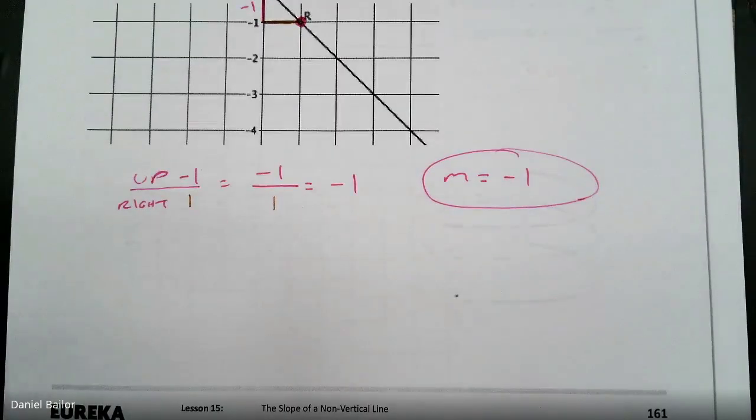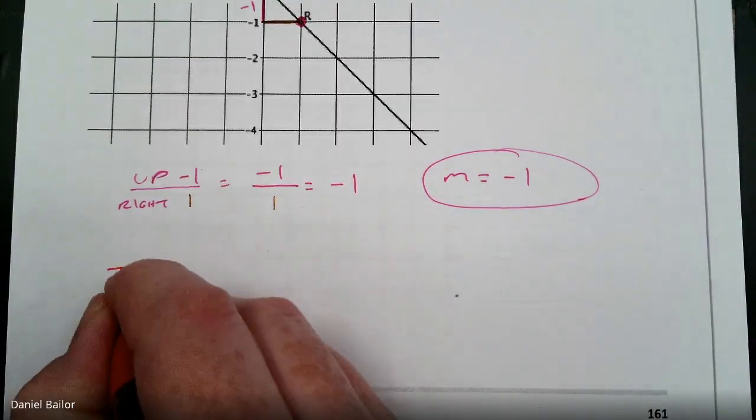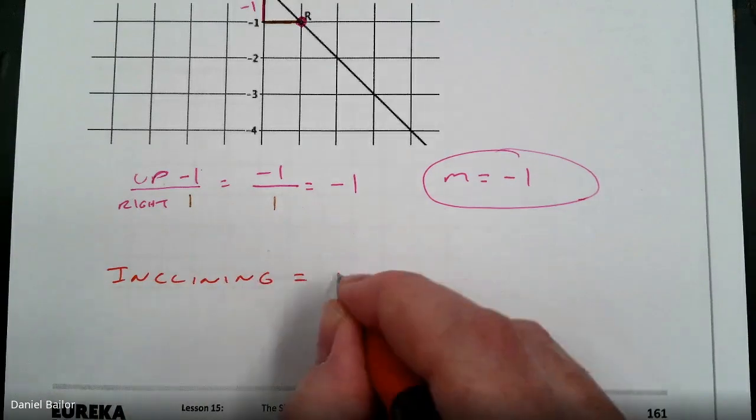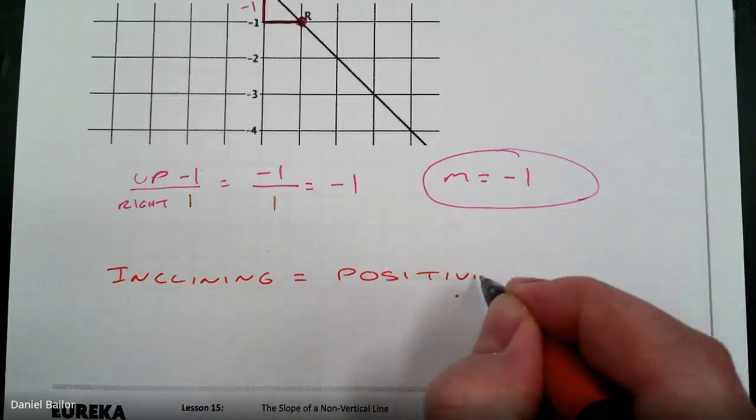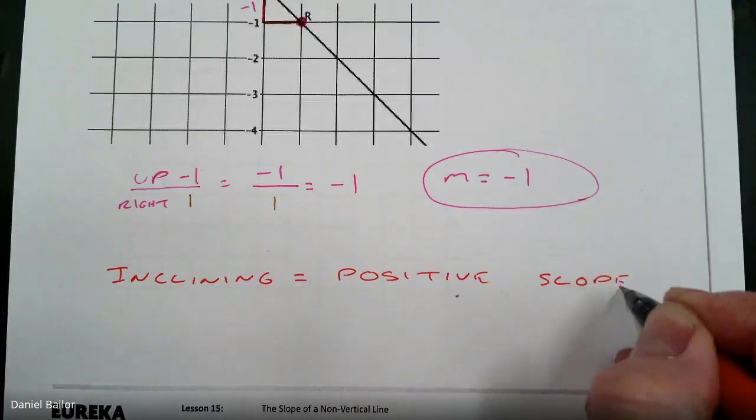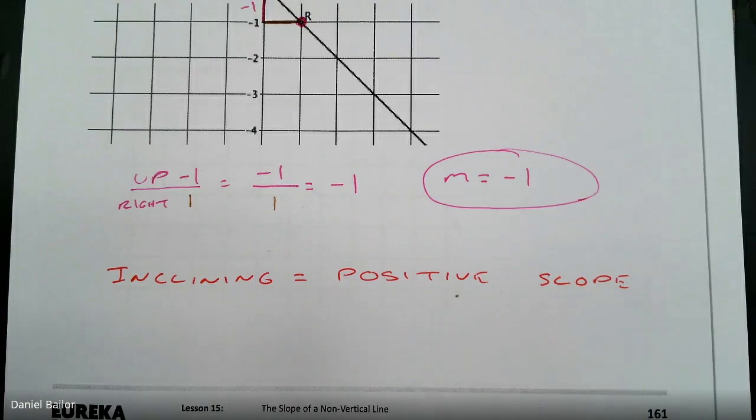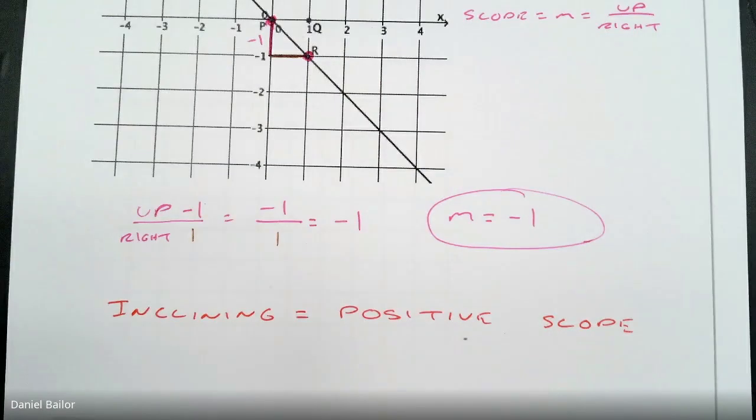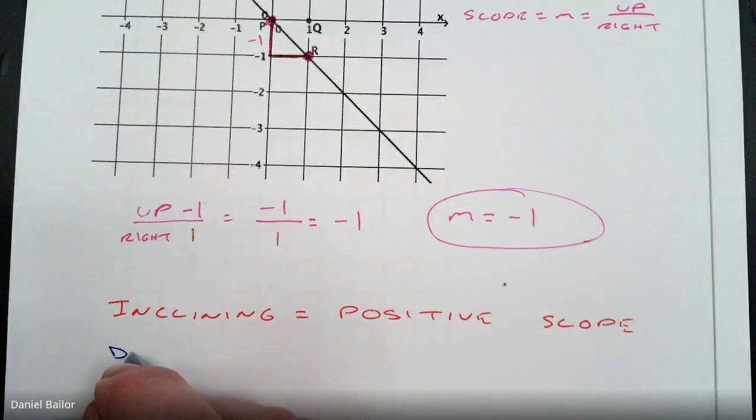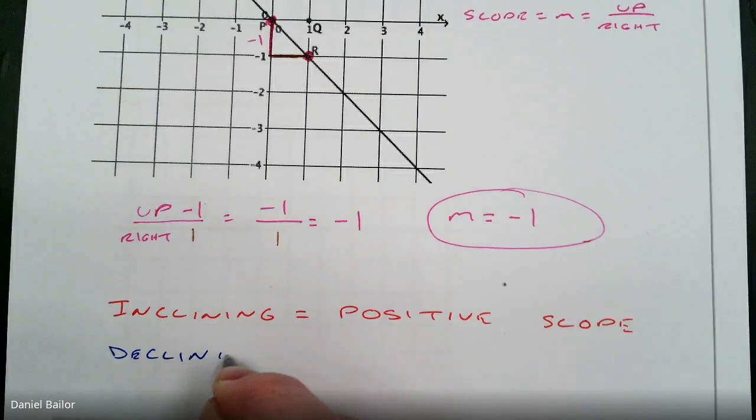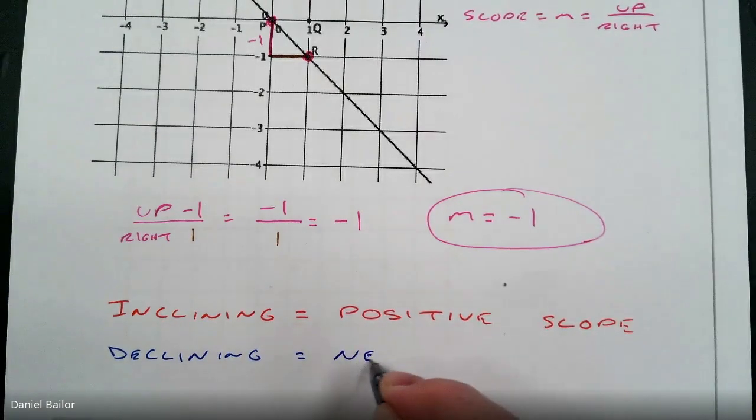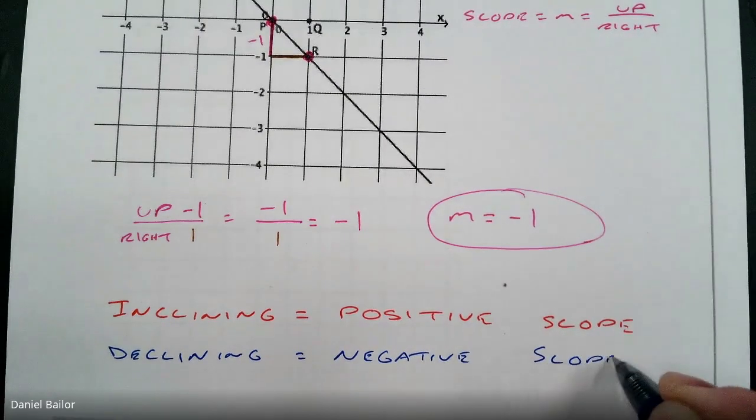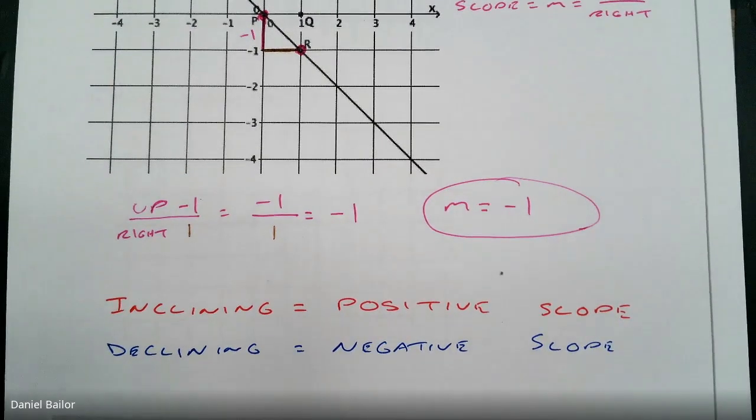So if a line is inclining, like we practiced most of today, inclining slopes are positive. Inclining means a positive slope. Declining, like in exercise 4, when you go down instead of up, declining is a negative slope because declining means going down, so it's going to be negative.